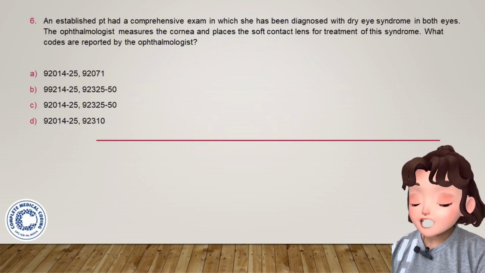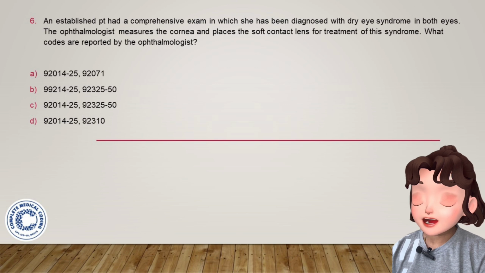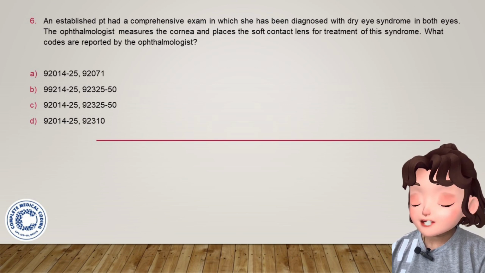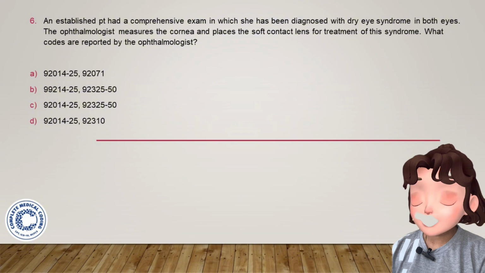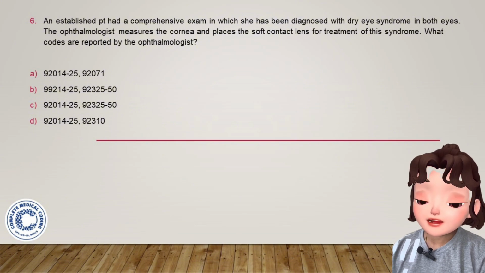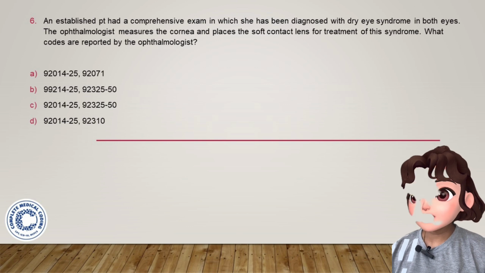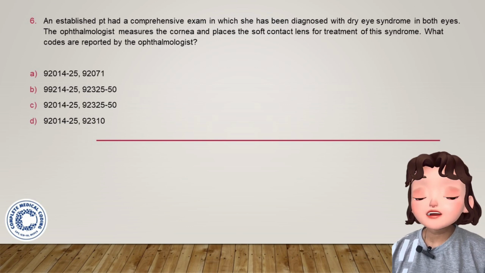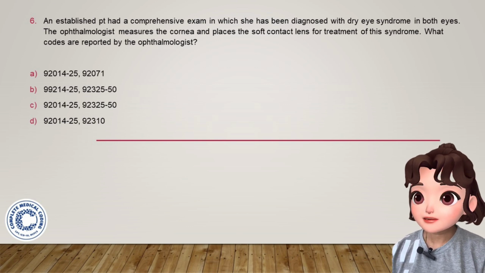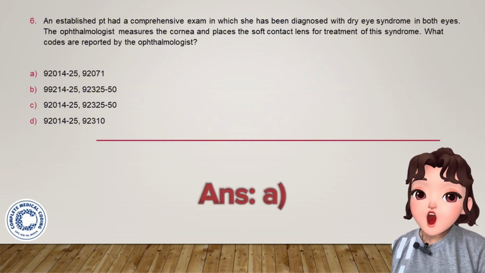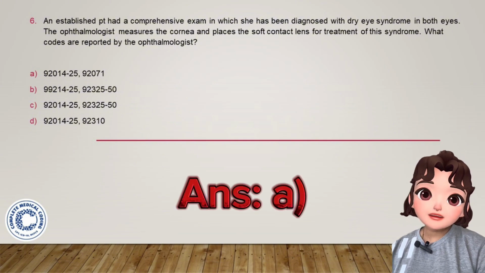What is option D? 92310. That is prescription of optical and physical characteristics. If you check CPT code 92310, prescription means the doctor has given the prescription for placing or fitting of contact lens. Here the doctor has not given any prescription, but the doctor itself has done the procedure. So option D also is not the answer. So our correct answer is option A as mentioned.